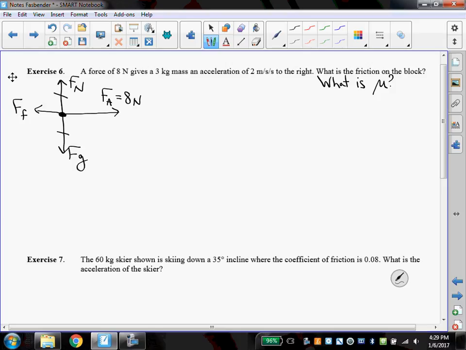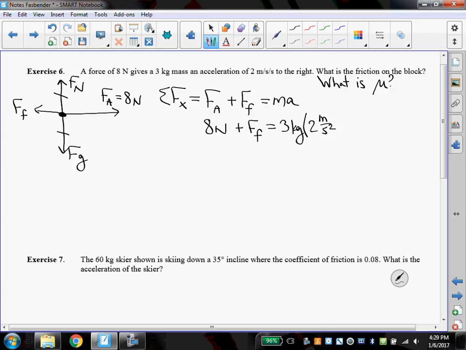We're accelerating in the x direction, so let's write a net force equation for the x direction. In the x direction, we have the applied force and the force of friction, and because they are unbalanced, they must equal ma. So we can put in everything we know. We know that the applied force is 8 newtons. We are trying to solve for the friction force. The mass is 3 kilograms, and our acceleration is 2 meters per second squared. So we know everything except for the force of friction. And when we do the algebra, we find that the force of friction is equal to negative 2 newtons. Great. First part of the problem solved.